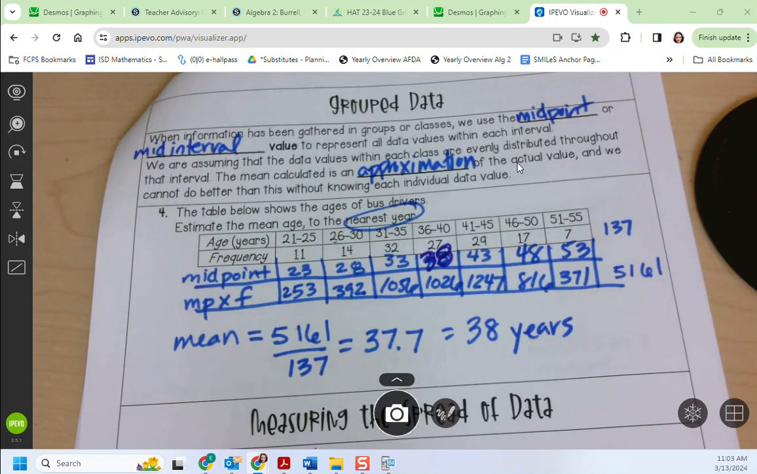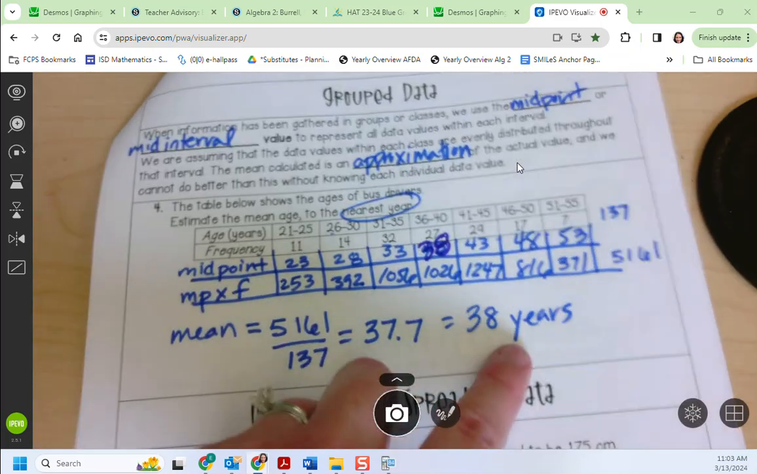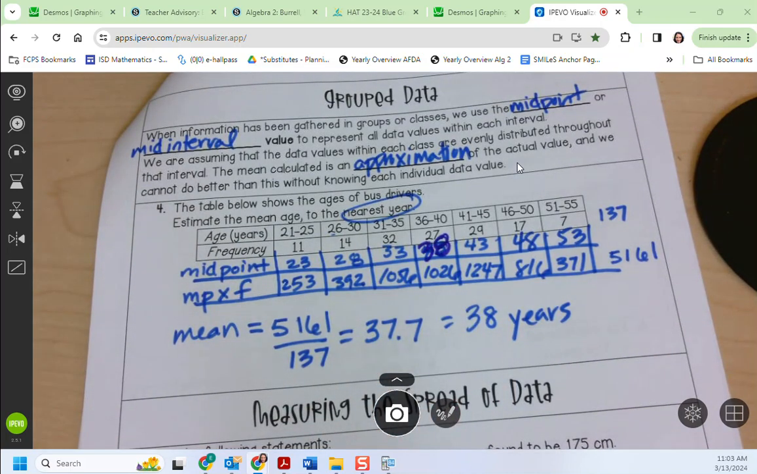All right, you can also do this in your calculator. Once you calculate your midpoint, you can use your midpoint and your frequency to find your mean as well. We're going to start to talk about measuring the spread today, but it's not going to be a whole lot.